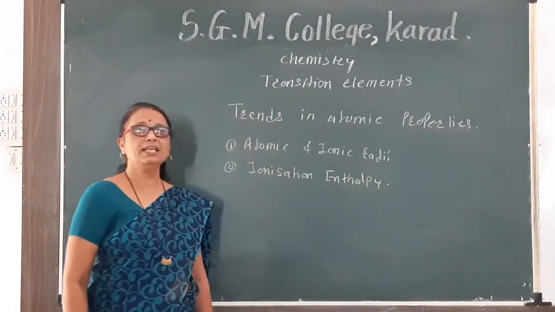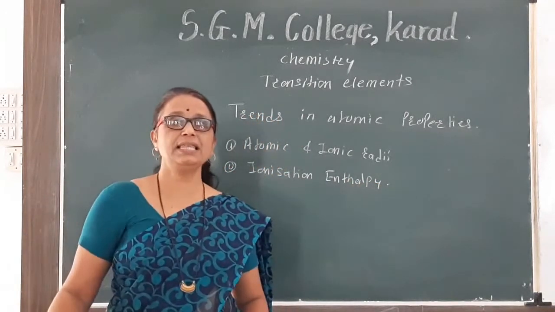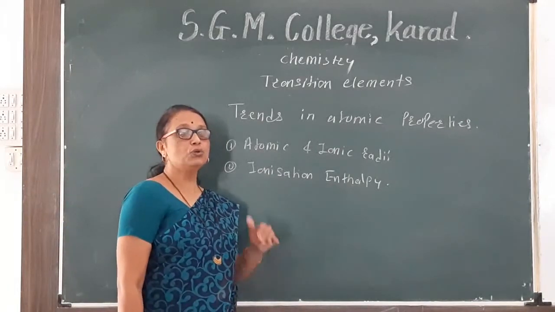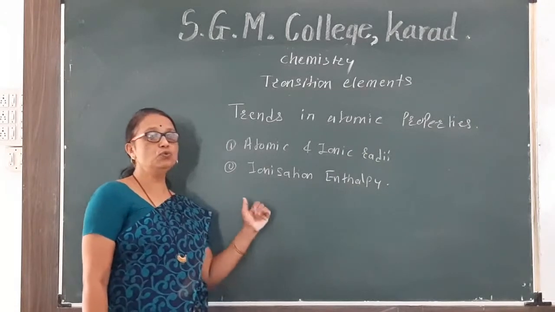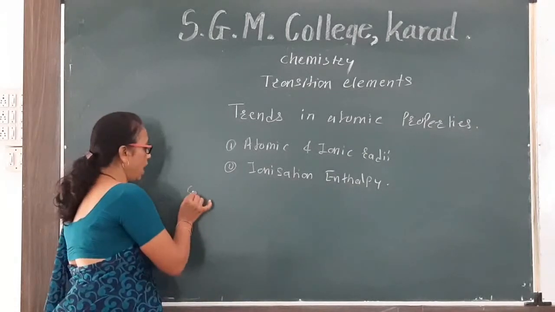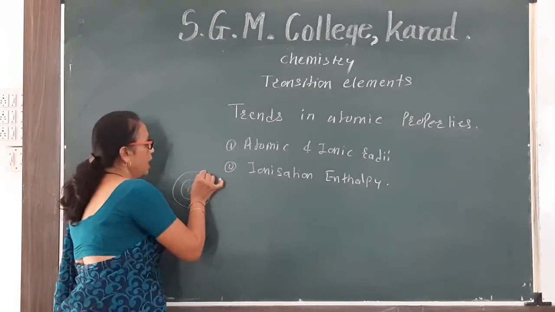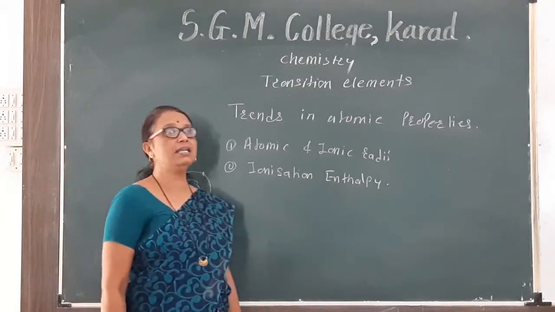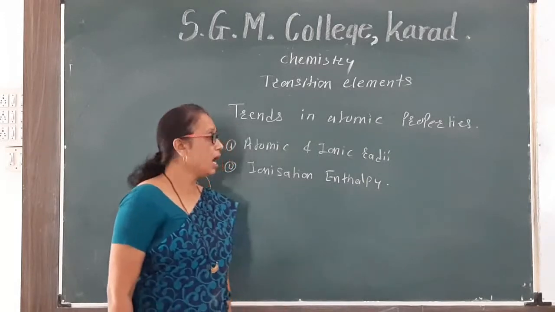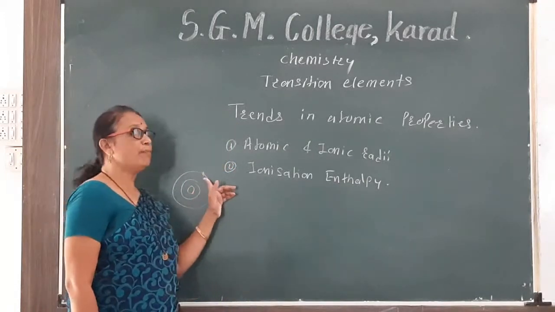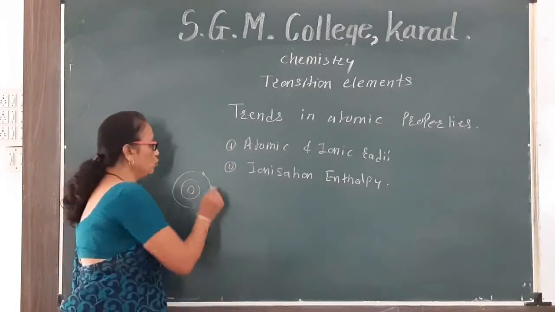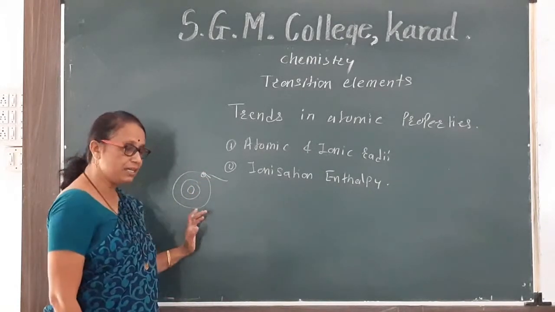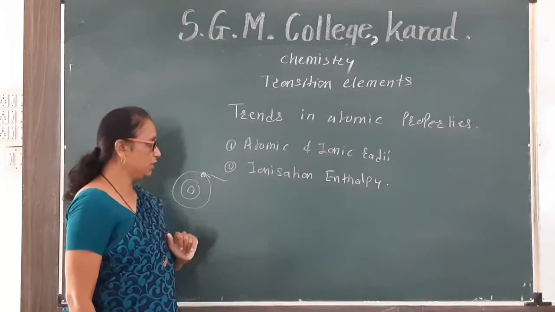What is ionization enthalpy? Ionization enthalpy means the amount of energy required to lose the most loosely bound electron in the outermost shell. The amount of energy required to lose the electron from the outermost shell to form cations is the ionization enthalpy.